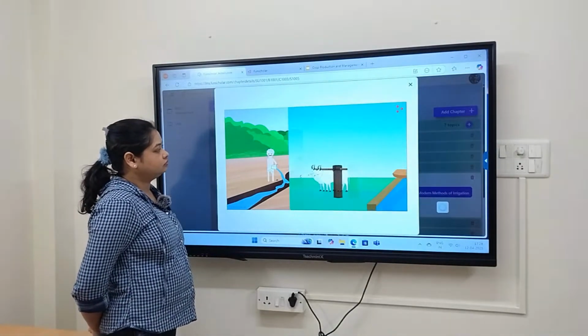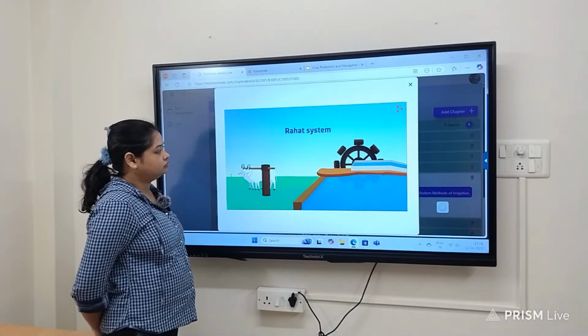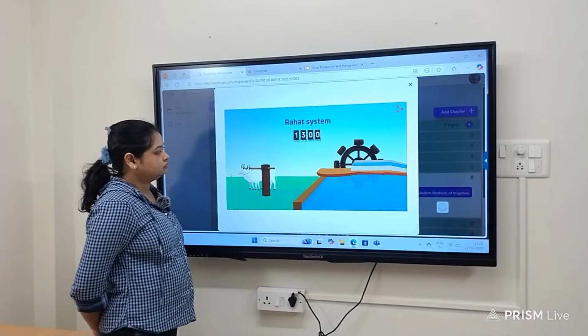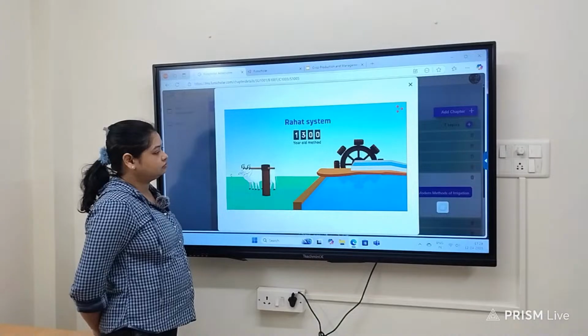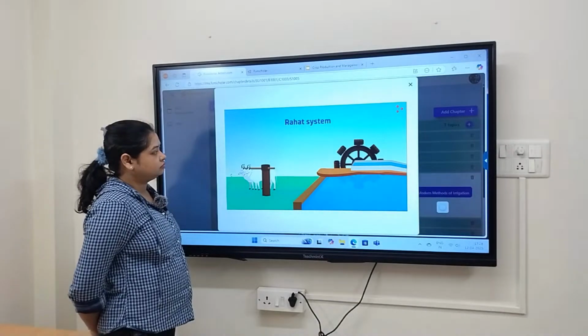Now what about the last system? The Rahat system? This is a 1,300-year-old method of irrigation which now is almost extinct. This one requires two wheels.